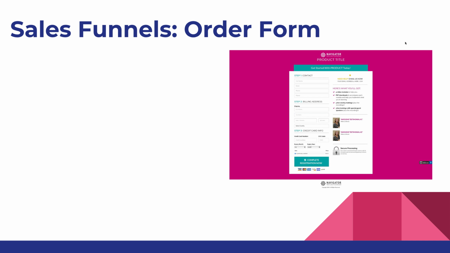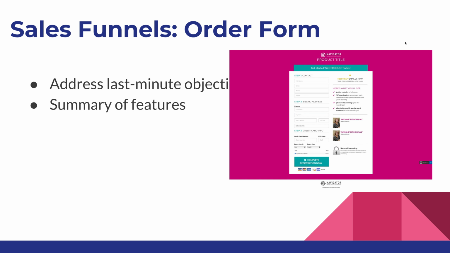And then you're going to get them onto your order form. Your number one job with your order form is to make sure that you address any last minute objections that your audience might have. You got over that first hurdle of getting them from the sales page. They click the button. They're on the order form now. You need to help push them over that goal line and go ahead and put in their credit card information. So a few ways that you can do that are to give them a summary of the features. Remind them of exactly what they're getting.